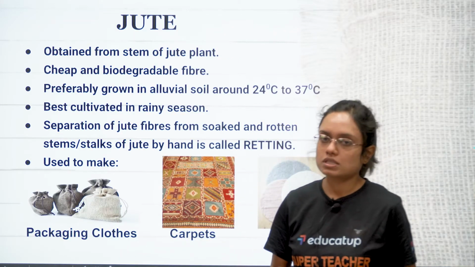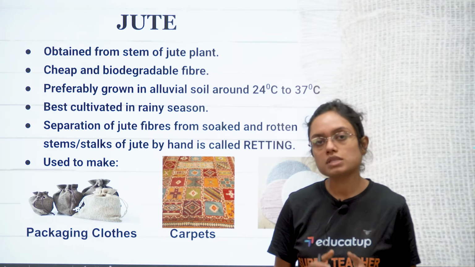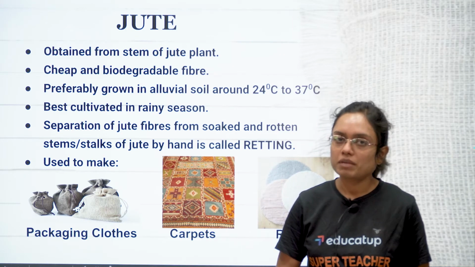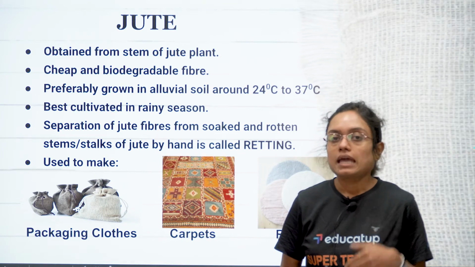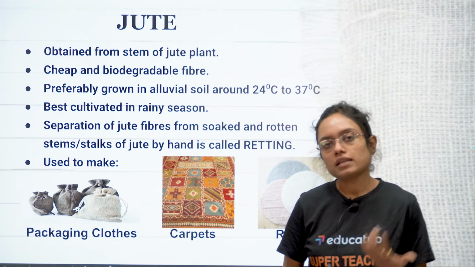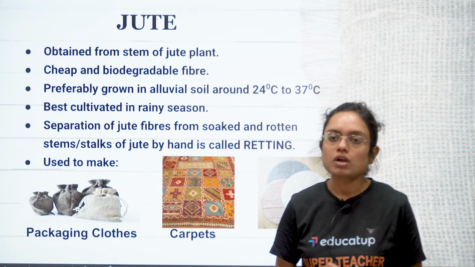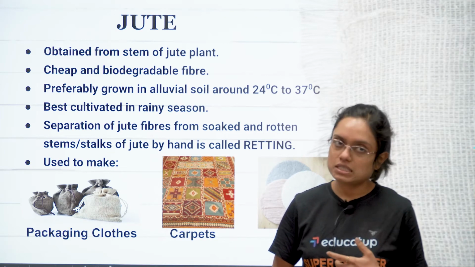Now we are going to discuss about jute. Now jute is a natural fiber because jute is obtained from plants. It is cheap and biodegradable fiber. Cheap in sense it is not expensive, and biodegradable means it can be decomposed easily and can be mixed in the soil. Preferably grown in alluvial soil around 24 to 37 degrees Celsius and best cultivated in rainy season.